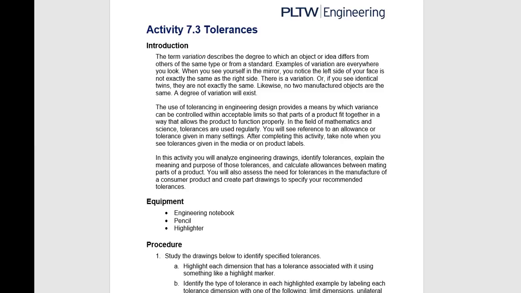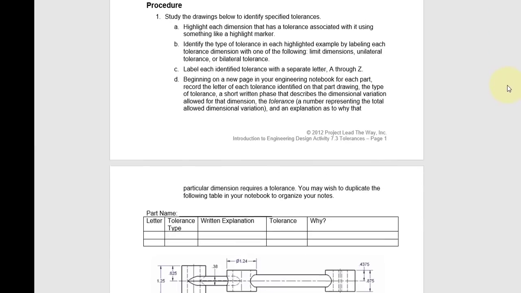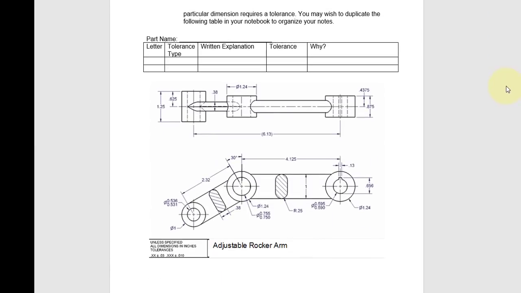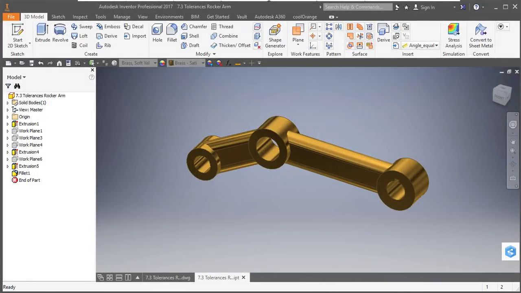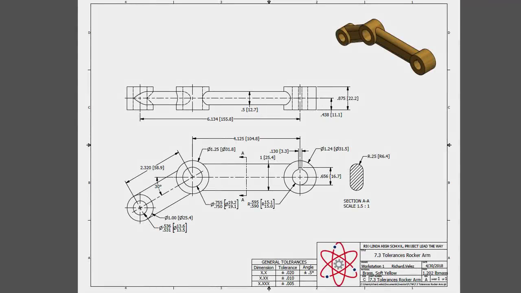In this video, we're going to work on this assignment, Activity 7.3, Tolerances. In particular, we're going to work on this part. It's the adjustable rocker arm. It's on page 2 of the assignment. I'll show you how to create this part and this drawing.